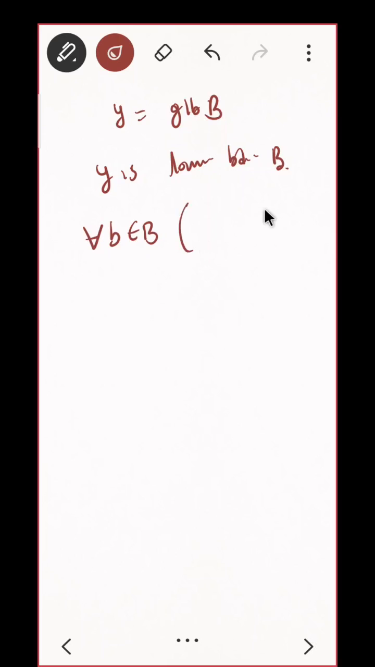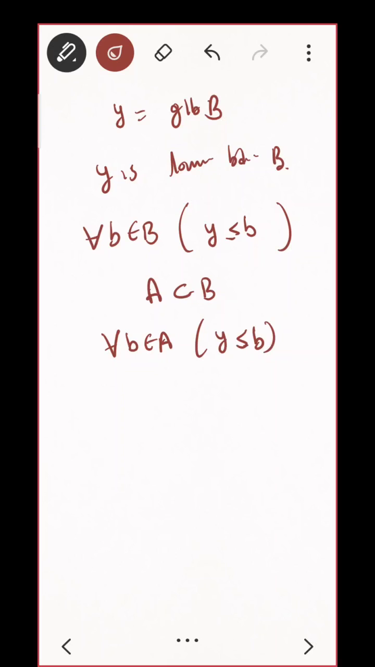How will you start? What is your y? y is your GLB of B. That means y is a lower bound of B. Can you define the definition of lower bound? For all b in B, what is the condition? y is always less than or equal to b. Perfect. And one more condition is that A is a subset of B. That means if everything is true for B, then if I take some element of A, it will satisfy it. Then can I say for all b in A, the same condition holds? Yes.